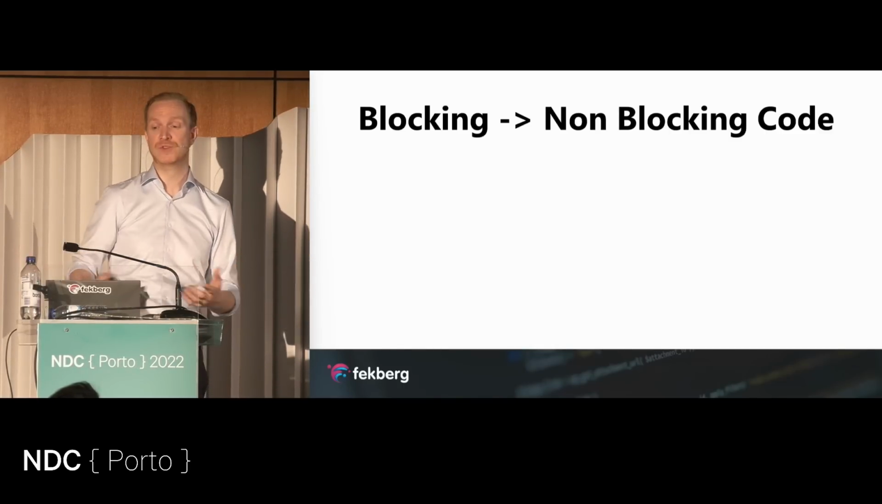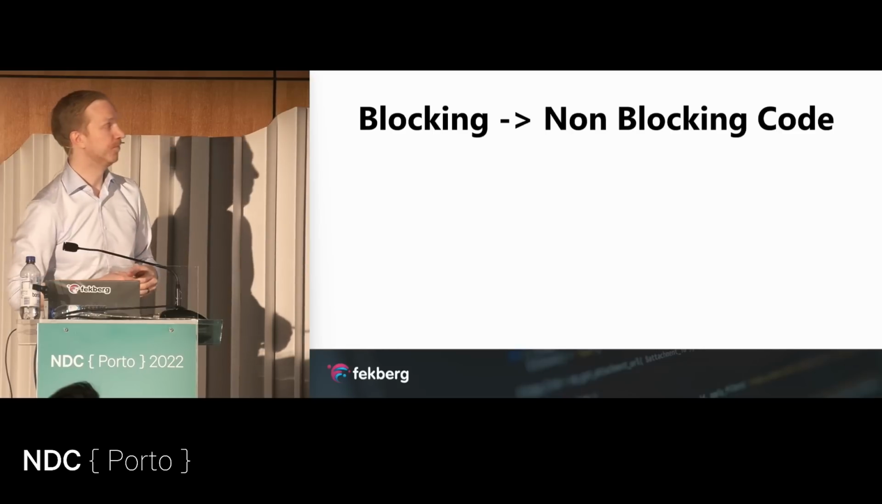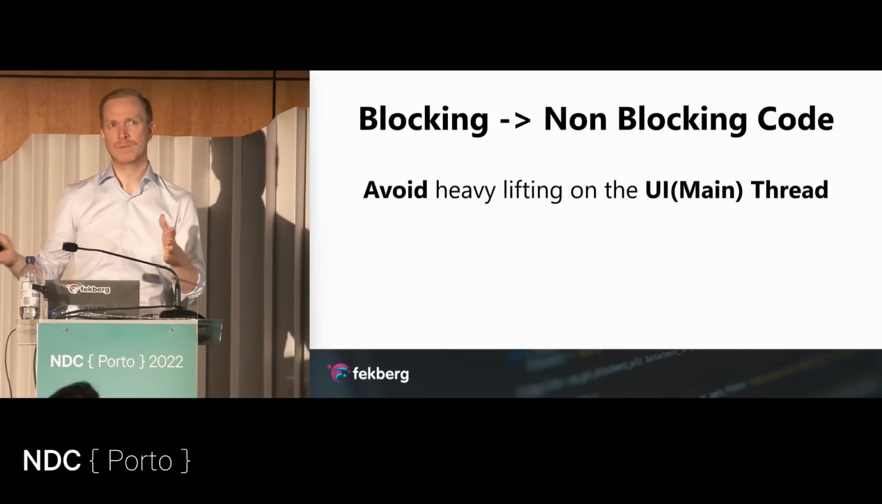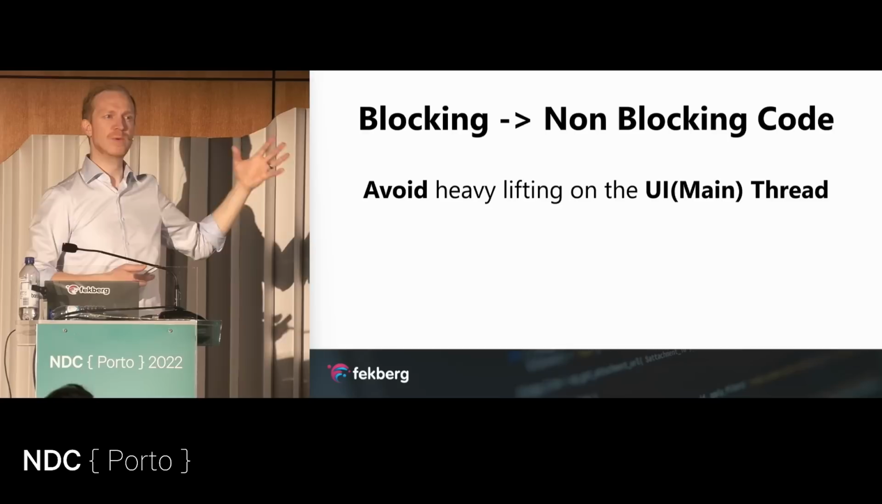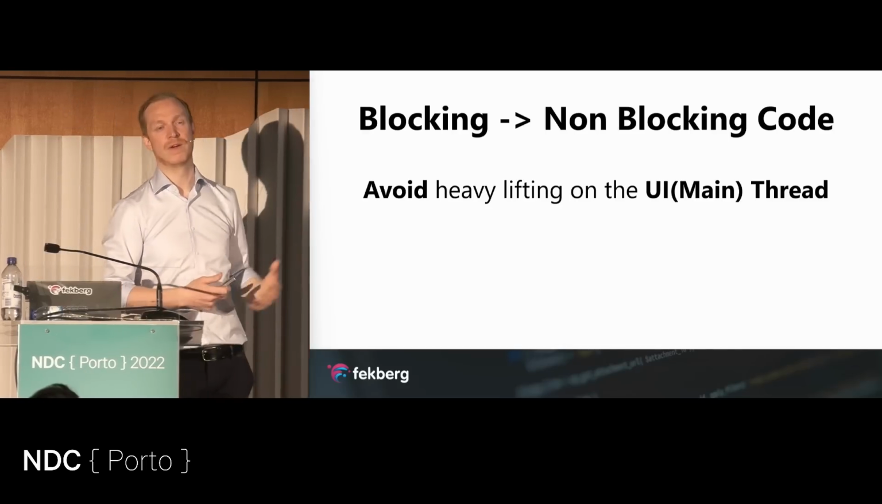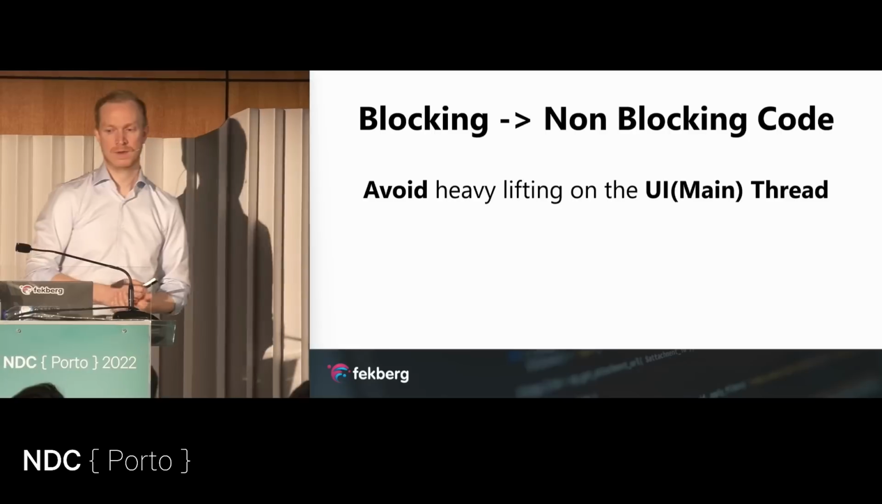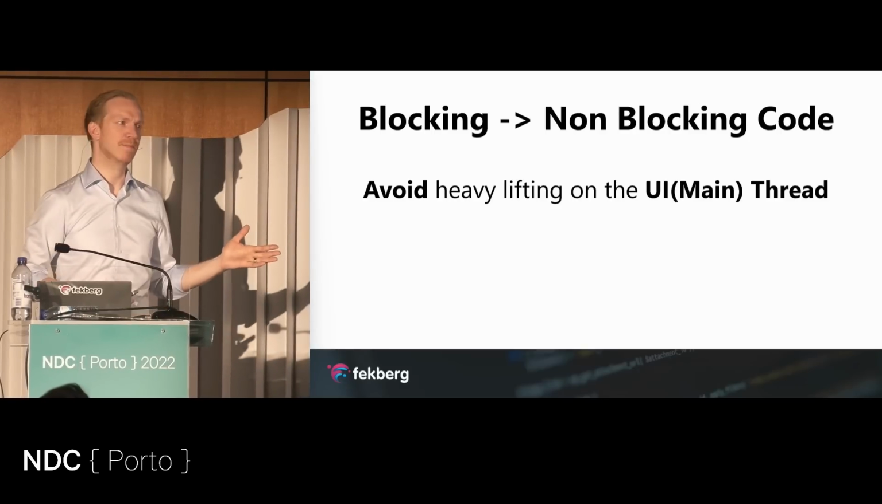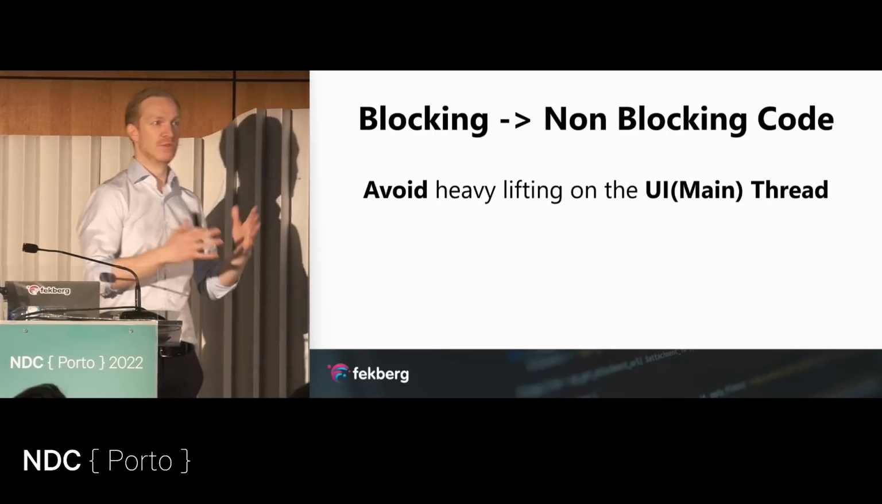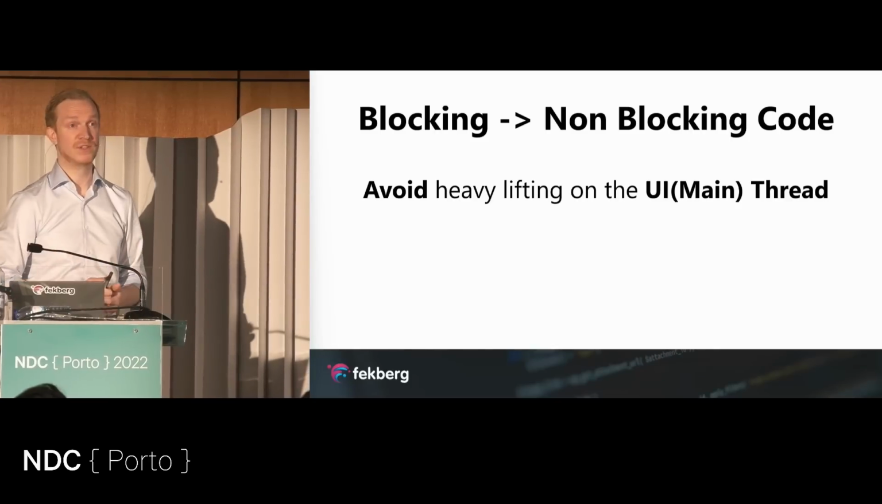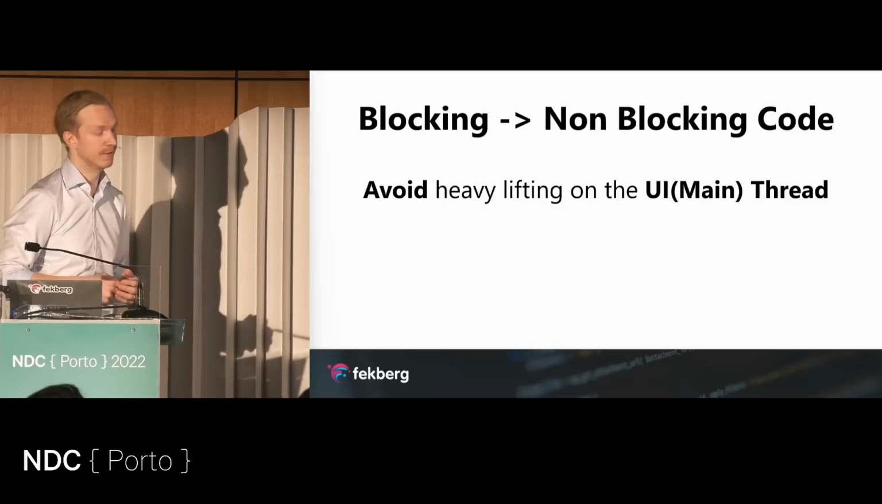I can allow my users to do more things at the same time. And the way that I do that is by moving all the work off the UI thread. I want to avoid doing heavy lifting on the UI thread or the main thread of the application. In the past, this has been rather difficult to do in a good way because you used threading manually, but now we have APIs in .NET to do this a little bit easier.